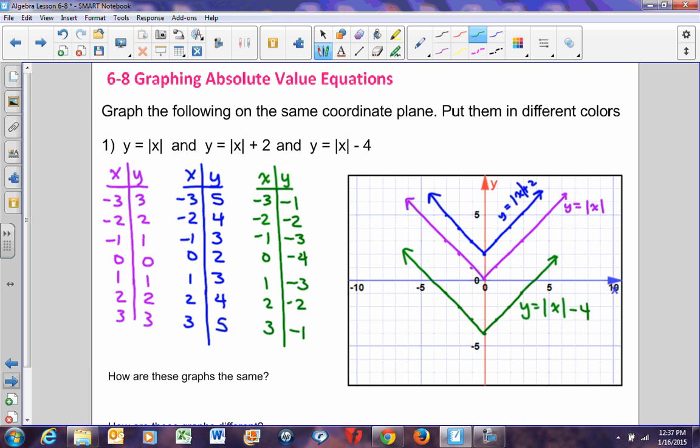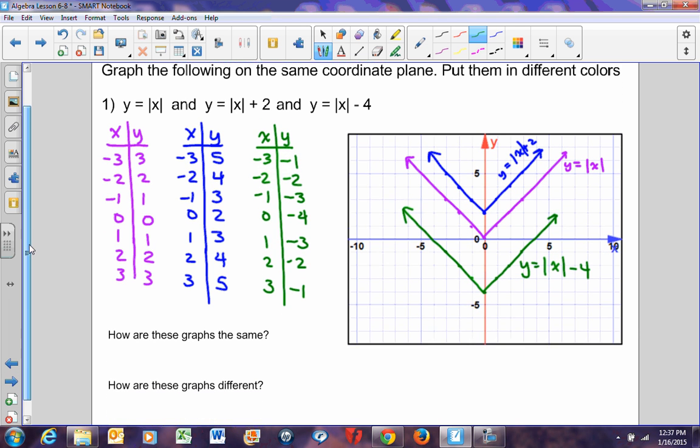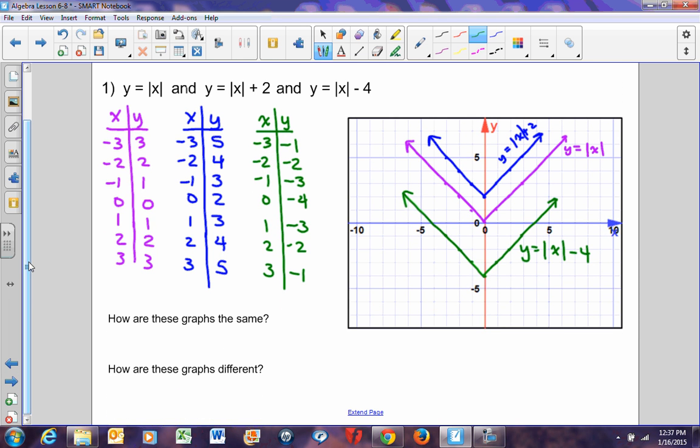How are these graphs the same? Hopefully you're seeing that they're all the same shape. They didn't get any wider or any narrower. They didn't flip over. They didn't rotate. They just moved. And hopefully you also noticed how they are different: they moved up and down. If the purple graph is our parent function, when we added 2 to the absolute value, you'll notice the graph moved up 2 units. When we subtracted 4 from the absolute value, our graph moved down from the parent function 4 units.